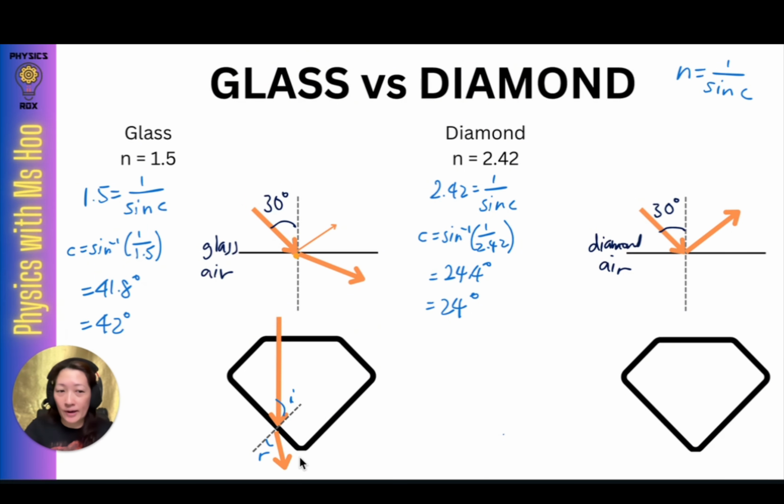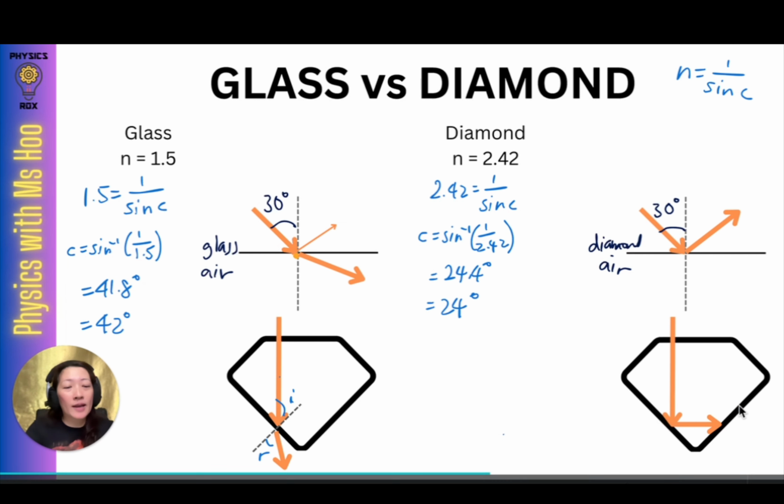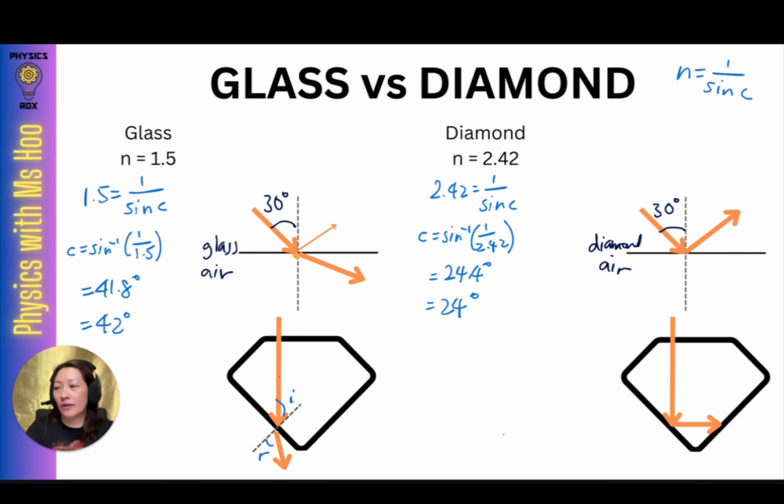cut into air. But if we have the same light ray enter the diamond, because it's so much easier for light to undergo total internal reflection, that means this light ray could undergo total internal reflection. So the light ray is going to end up reflecting back into the diamond itself. And then when it reaches this point here, it can undergo another total internal reflection.